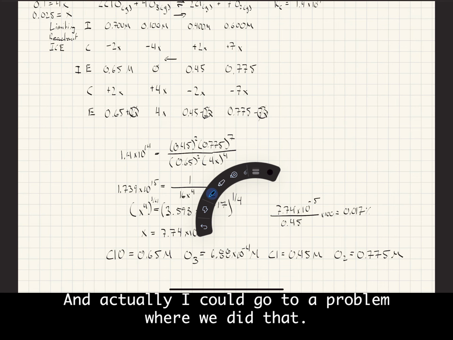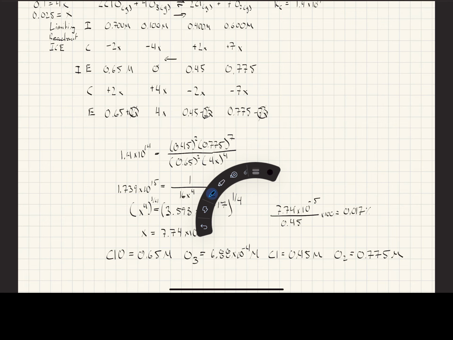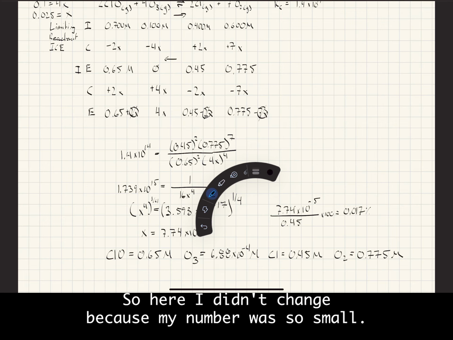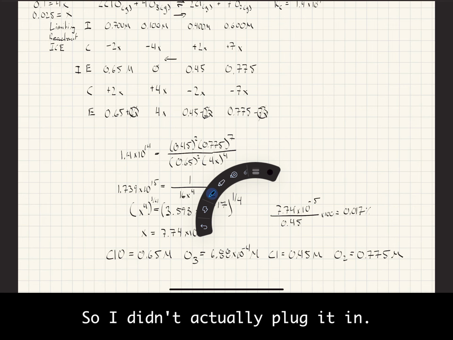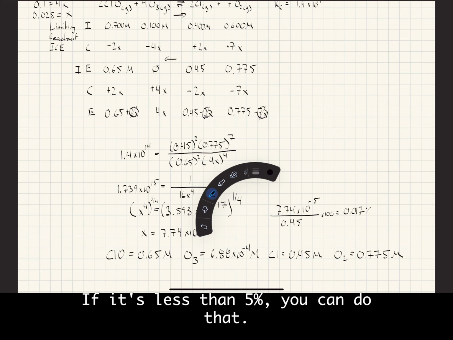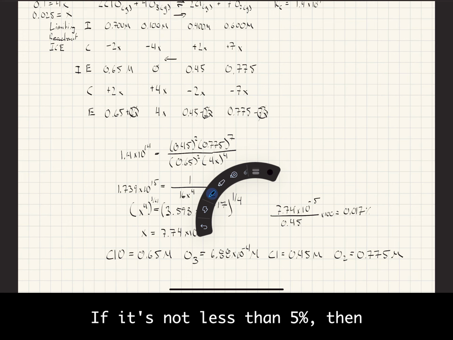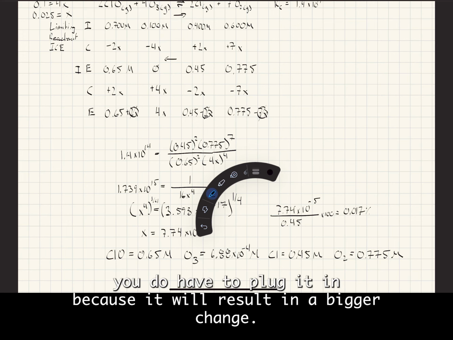And actually, I could go to a problem where we did that. The other trick then is that here I didn't change, because my number was so small, if I plug it in here, it's not actually going to change the number. So I didn't actually plug it in. If it's less than 5%, you can do that. If it's not less than 5%, then you do have to plug it in because it will result in a bigger change.